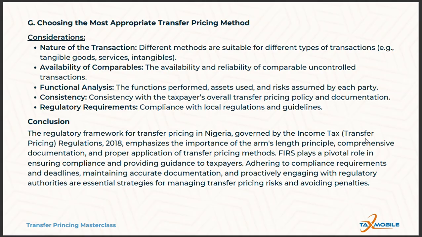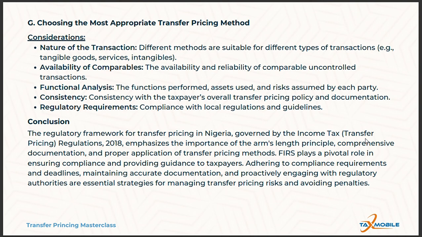Now, let's look at the appropriate method. The comparable uncontrolled price method is the most appropriate method because crude oil is a standardized commodity with readily available market prices. So you can see now that we're giving a proper example. Now, the CUP method allows XYZ Energy to compare the price it charges its subsidiary with the price it charges unrelated customers in similar transactions, or with the quoted market price for crude oil.